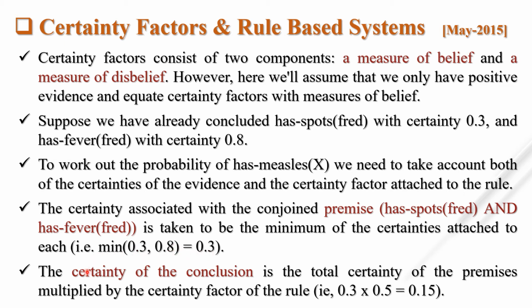Now the certainty of the conclusion is the total certainty of the premises multiplied by the certainty factor of the rule. So the total certainty of the premises is 0.3, and the certainty factor we already saw in the previous slide is 0.5, that it has measles with certainty factor 0.5. So we have to multiply for the certainty of the conclusion. That is 0.3 into 0.5, that is 0.15.